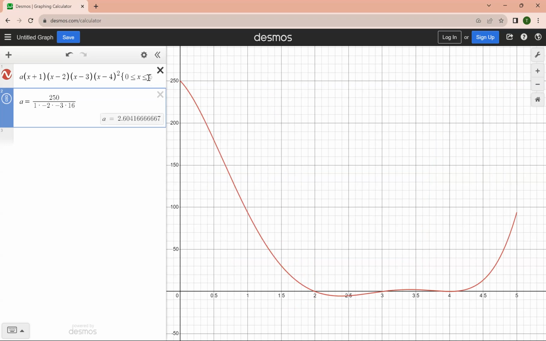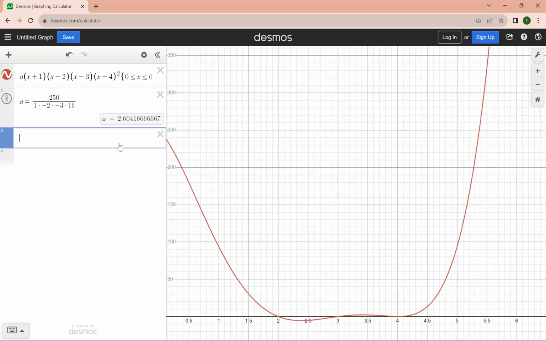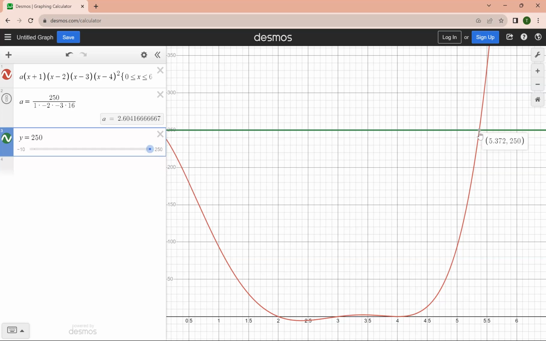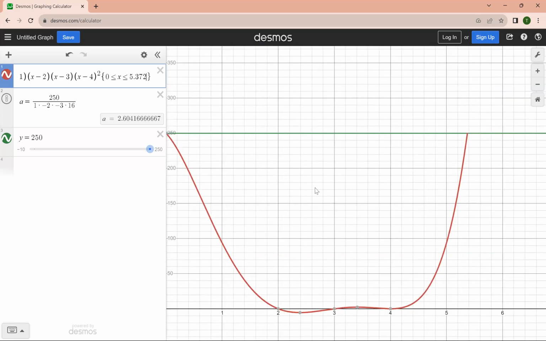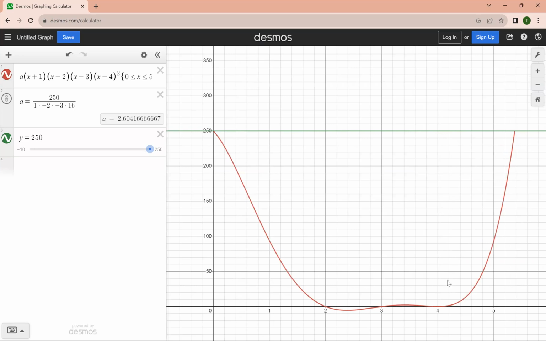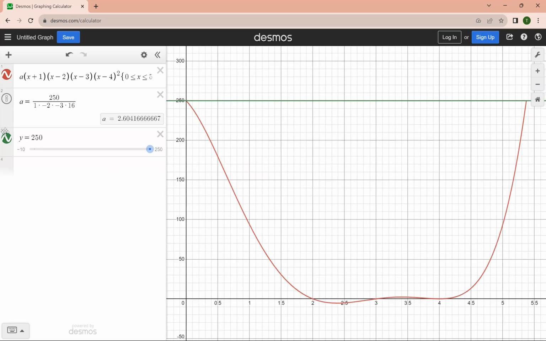We'll just make it go out further. So notice if we let this go out 6 seconds, it gets us way too far. So we basically have to figure out where to cut it off. If we do y = 250 and say, okay, let's cut it off at 5.372 seconds, now you can see it starts and stops at the same place. All right, so this is it. We've got it, if that's okay.